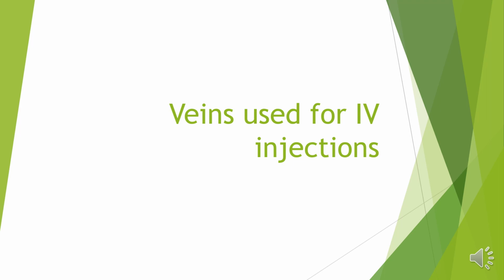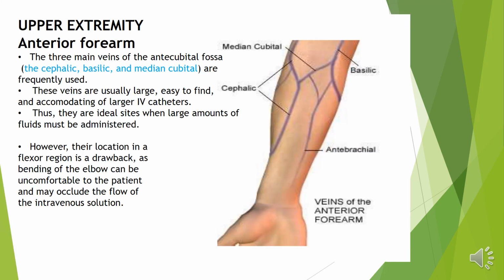Veins used for IV injections. First, about the veins of the upper extremity. The first part that we can use for IV access is the anterior forearm.